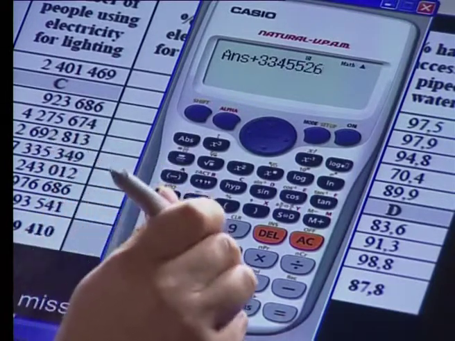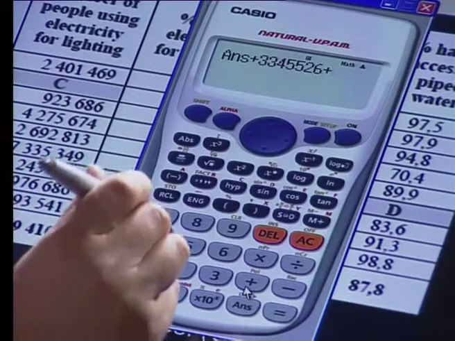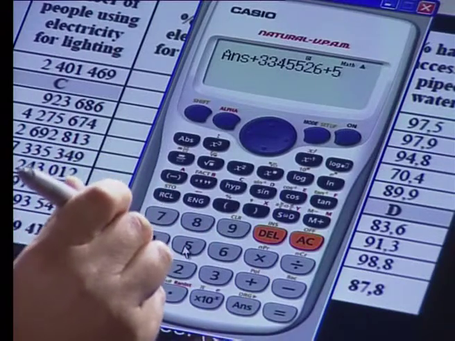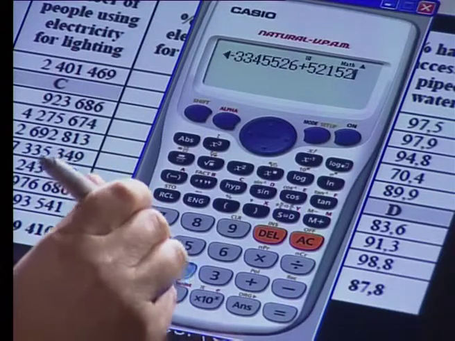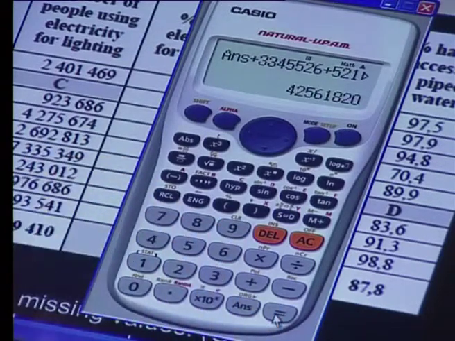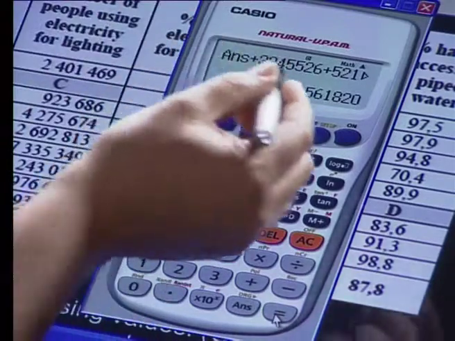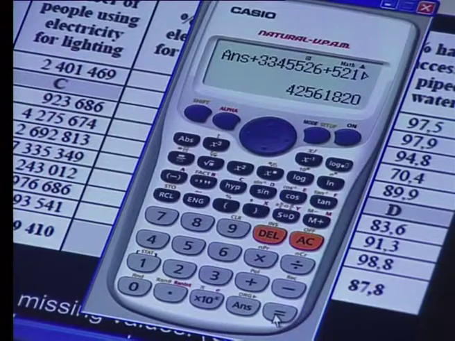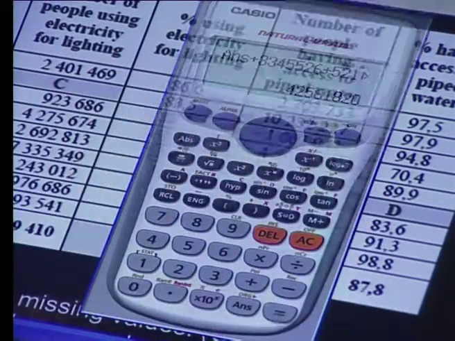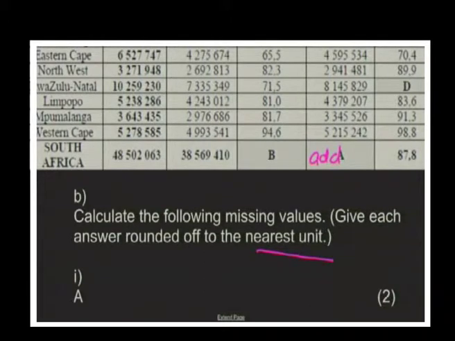3,345,526. Last one, 5,215,242. And I get my total of 42,561,820. So I'm going to write that in. Right. So it was not money, it was people.